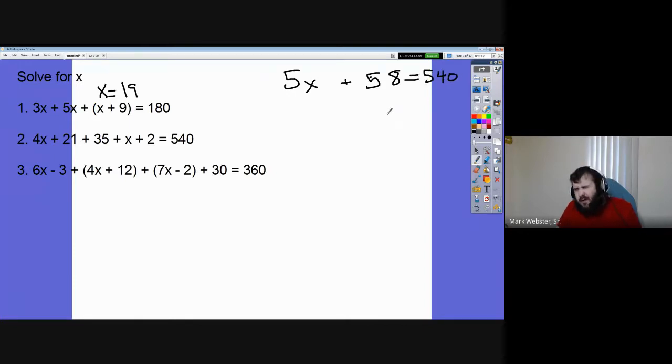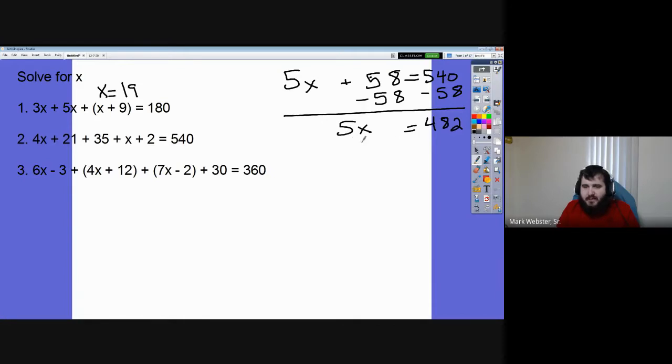So once again, we just do the exact same thing. We're going to just subtract 58. That would be 482. And then I'm going to divide by 5 to both sides, right? Well, let me do that out now. 5 divided into 482.